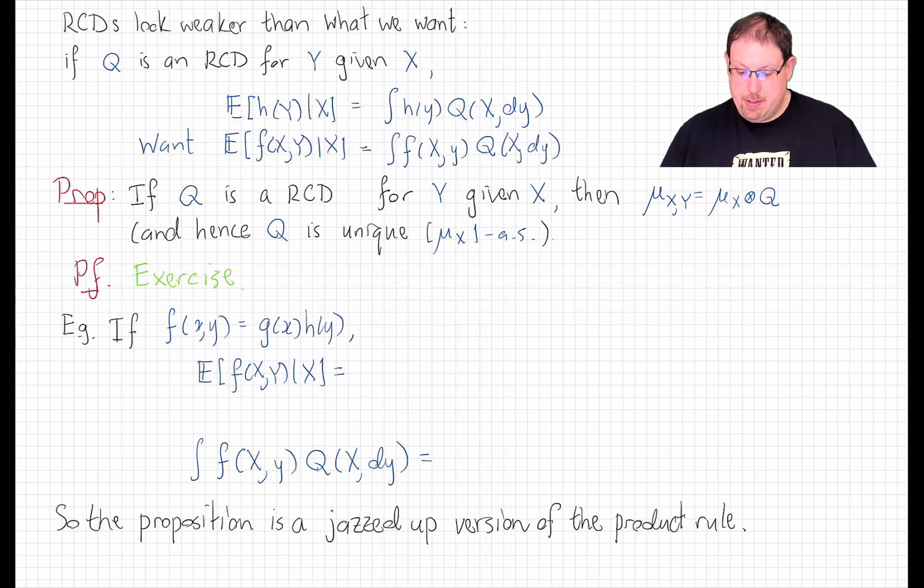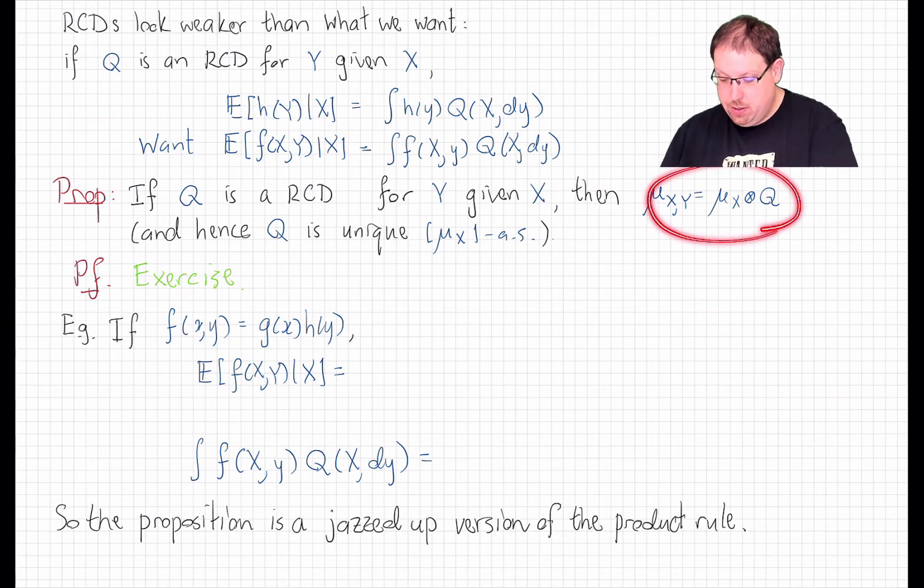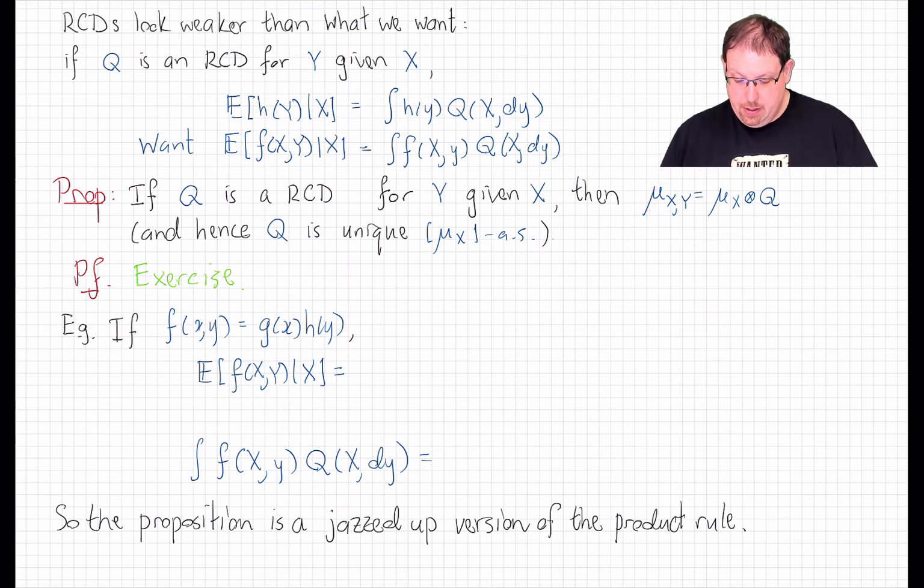But it turns out that it is not. And here is the proposition. If Q is a regular conditional distribution for Y given X, then in fact that Q satisfies this stronger factorization property. And therefore there is only one such Q up to law of X null sets. So that is to say, if this holds for functions of Y given X, then it also holds with the same probability kernel for functions of X and Y given X. And you're going to prove that on your homework.